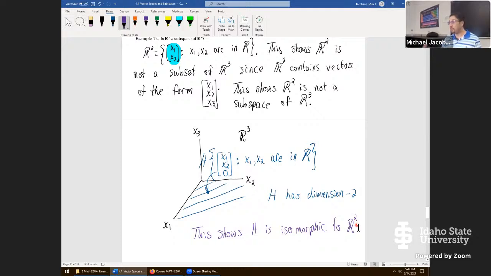And so there's a lot going on in this problem. The official answer is it's not a subspace, but if it's isomorphic, it behaves exactly like R2. Well, any questions, folks, with these examples so far? Okay, so lots going on with these kind of problems. We'll be looking at these kinds of subspaces within R3 and larger dimensional vector spaces as well.